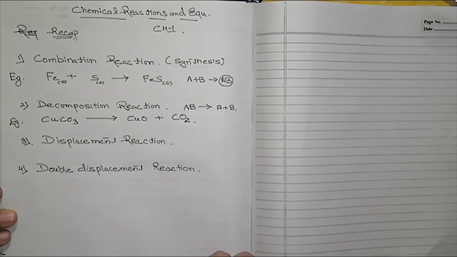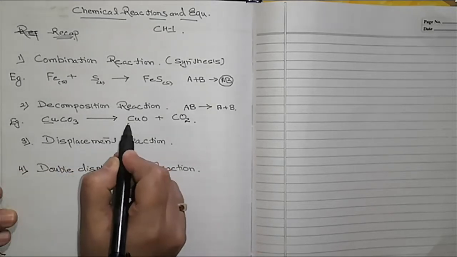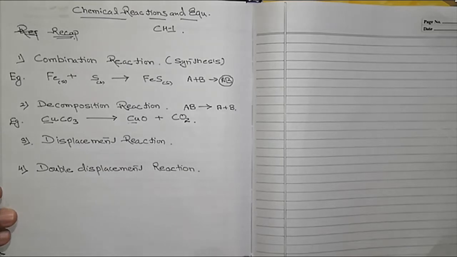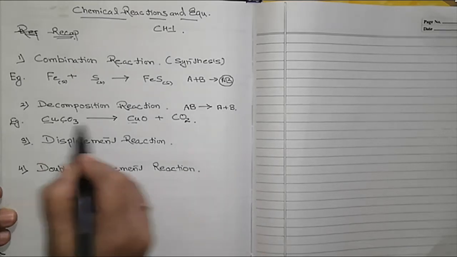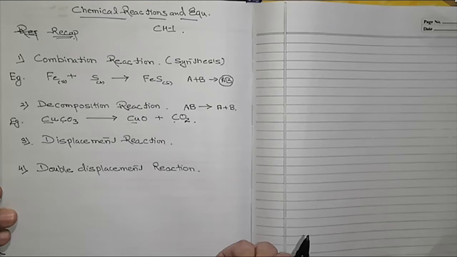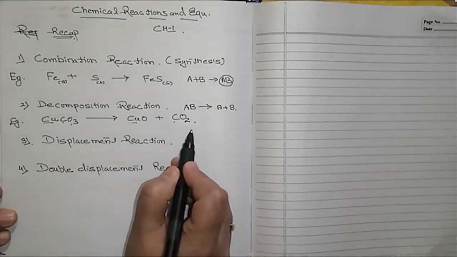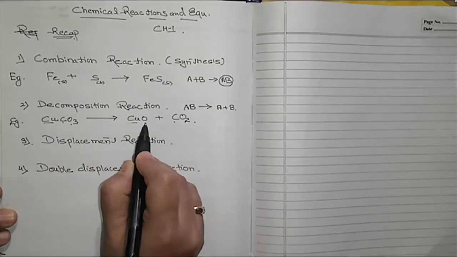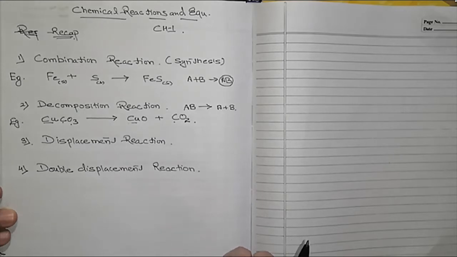Now let's see whether the equation is balanced or not. I have 1 copper on either side of the equation. Then carbon is 1 here, carbon is 1. Here oxygen is 3 and oxygen is 2 plus 1, 3. So this is a balanced equation, right?